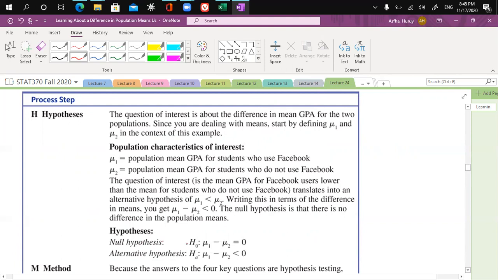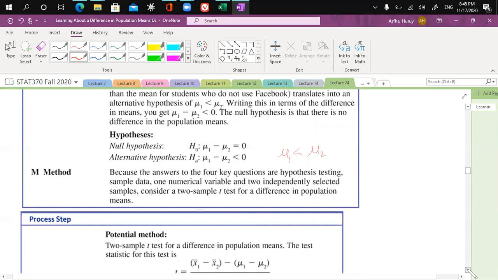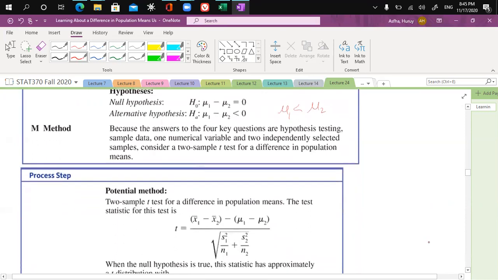So mu1 is the mean of those who use Facebook, and mu2 is the mean GPA for those who do not use Facebook. Therefore, this is the same as mu1 less than mu2. Facebook users have lower GPA than those who don't use Facebook. That's what we are trying to see. And the potential method here, of course, is a t-test statistic, because we have two independent samples.